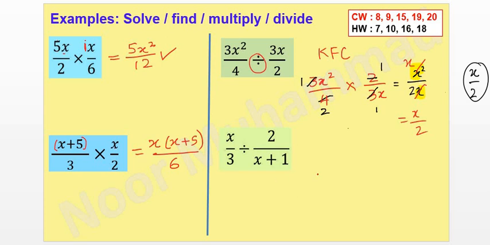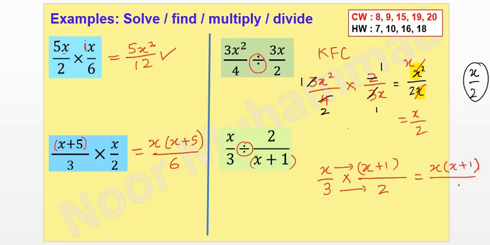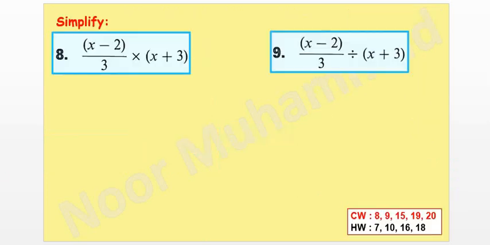Let's see how we can solve this one. We have x over 3 times, because we have to change this division into multiplication, and then we have to flip the next fraction. So x plus 1 is the denominator, it will go to the numerator, and 2 is the numerator, it will be placed in the denominator after flipping. Because there's nothing to simplify, x times x plus 1 will be the numerator. We will multiply these two, and then in the denominator we will multiply these two, so it will be 6. So these are the final answers for these examples. Hope you understand these examples.